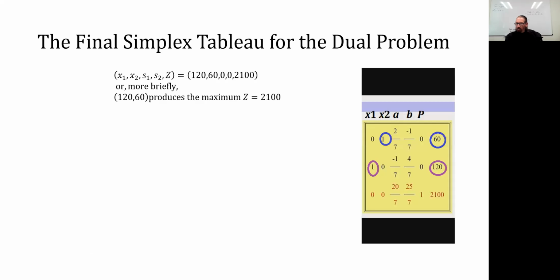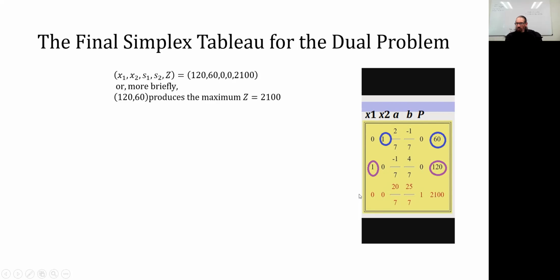And we can see that our unit column under x1, we've got the 1 in row 2, and we trace over to the far right. That's giving us that x1 is 120. x2 has a unit column, so the 1 is in the first row. Trace over to the far right, and we have that x2 is 60. And at the bottom, we see the 2100. We know this is optimal because there are no more negatives in the objective row.